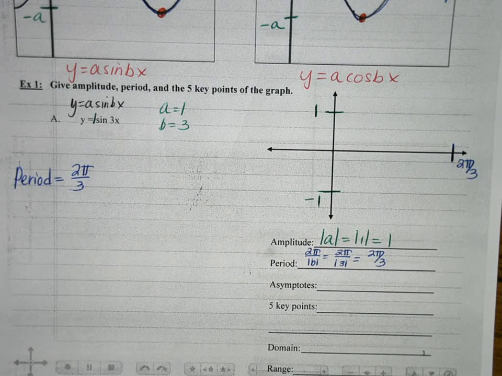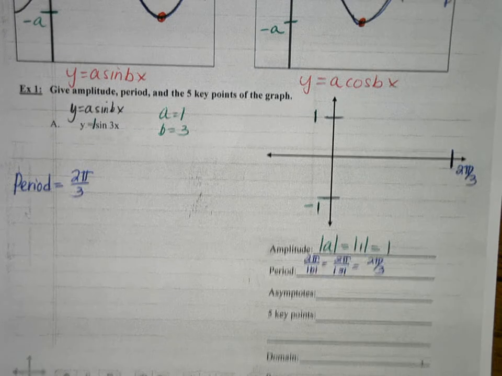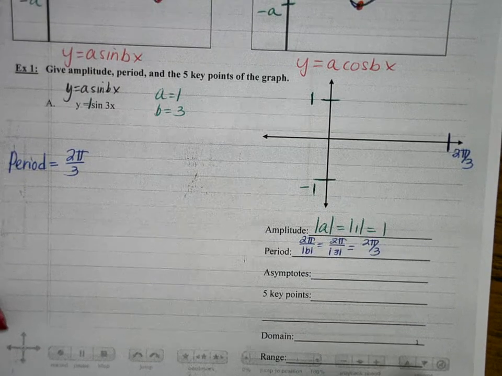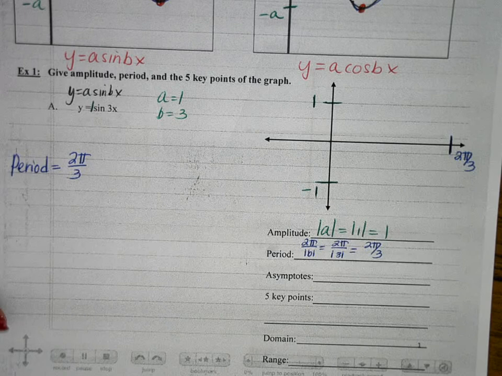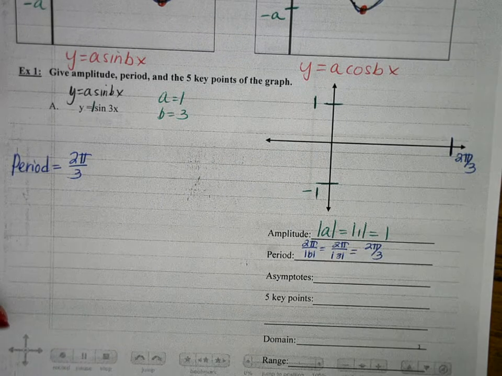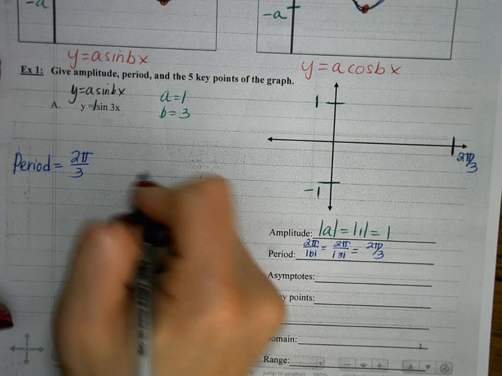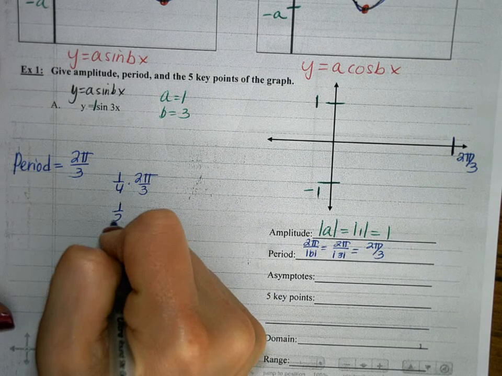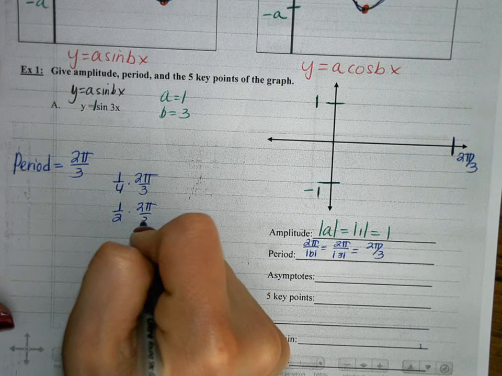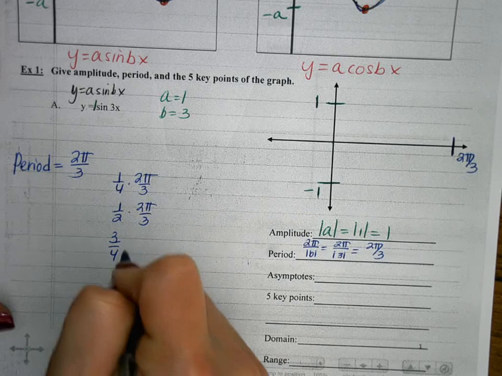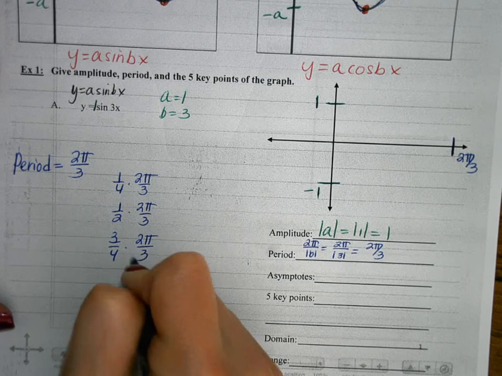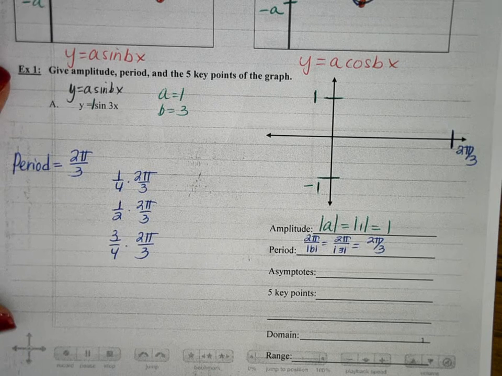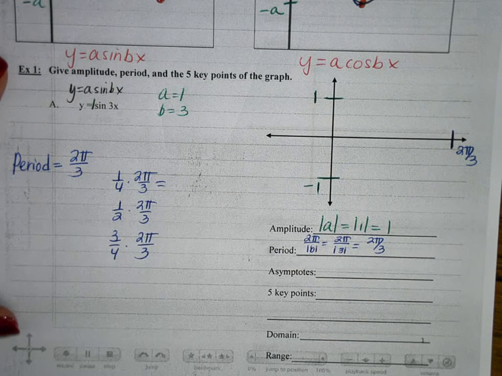Now, as I commented before, I need to break that x-axis up into quarters. So, Justin had already commented, wouldn't it be smart to do this? And I totally agree. We're going to break it into quarters. So I'm going to take a quarter of that period 2 pi over 3. I'm going to take always a half of my period 2 pi over 3. And I'm going to take 3/4 of my period, which in this case is 2 pi over 3.